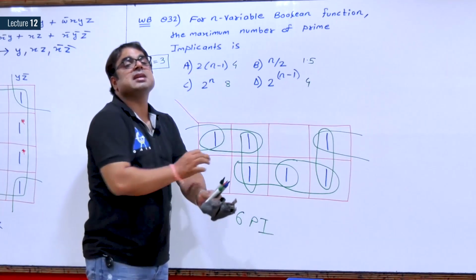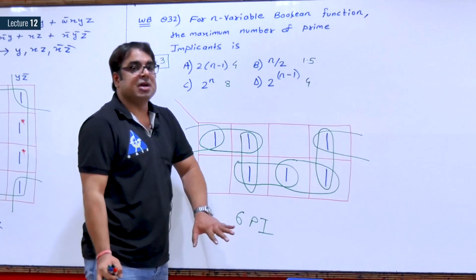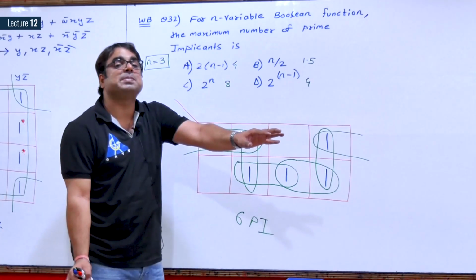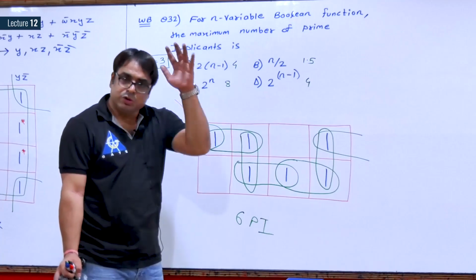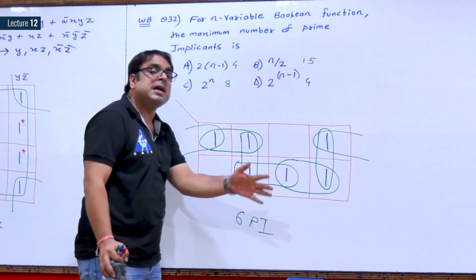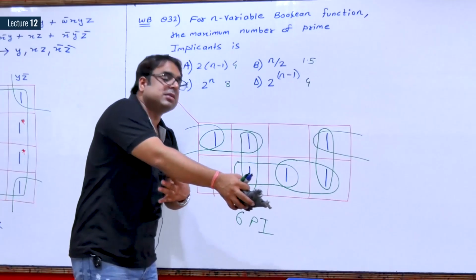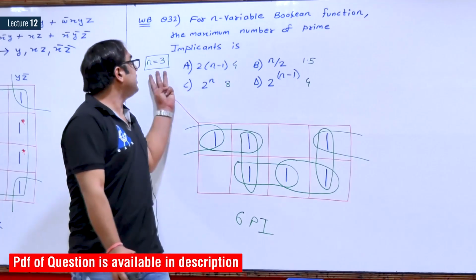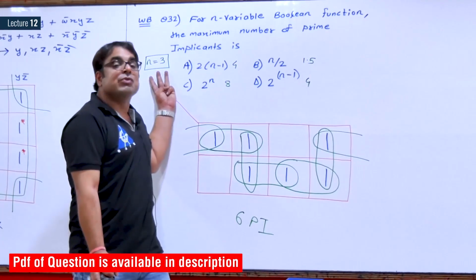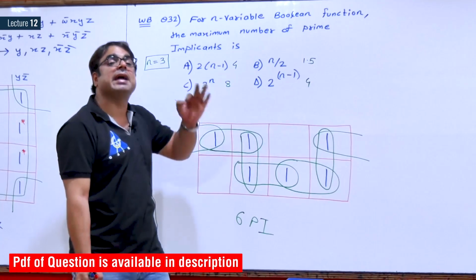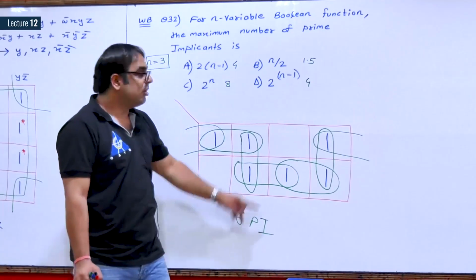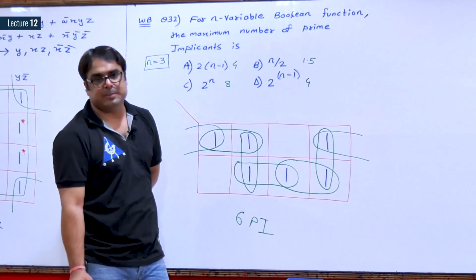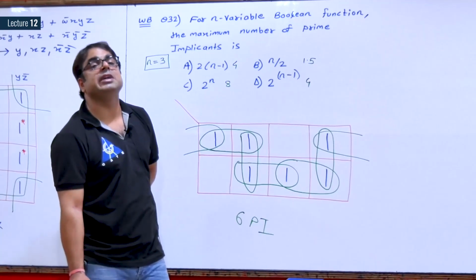I have 6 prime implicants, and for a 3 variable K-map you cannot have more than 6 prime implicants, 100% sure. You can try your best, maybe you get a different K-map, but the number of prime implicants cannot exceed 6 for n is equal to 3. For n is equal to 3, the number of prime implicants is 100% 6, which is not satisfying any of the options.